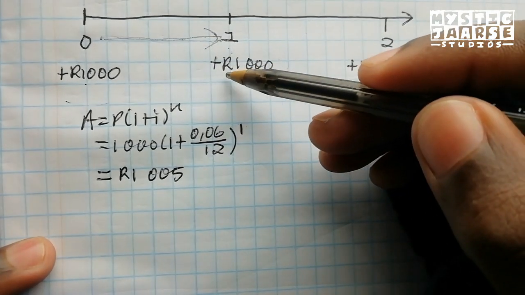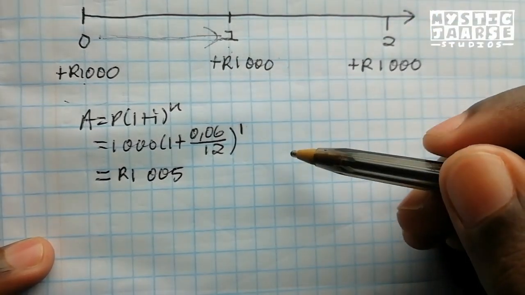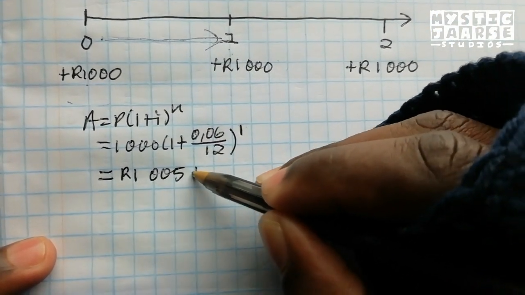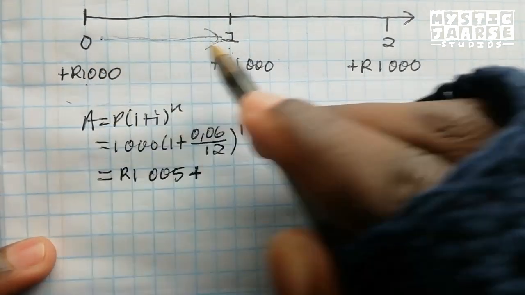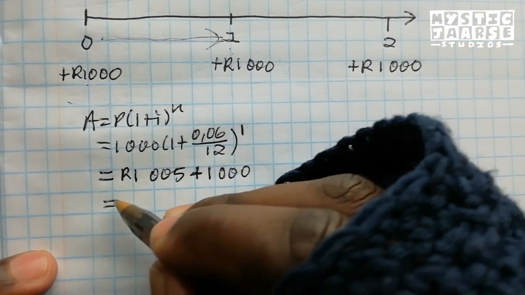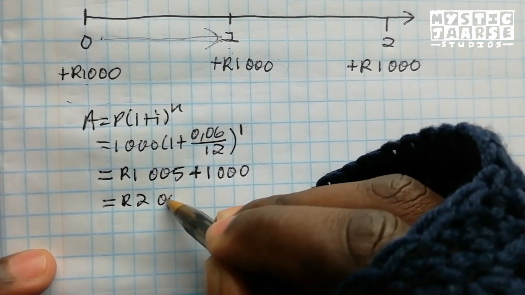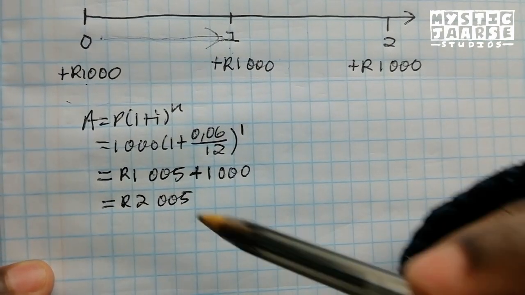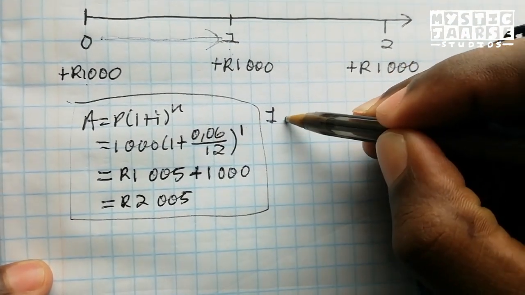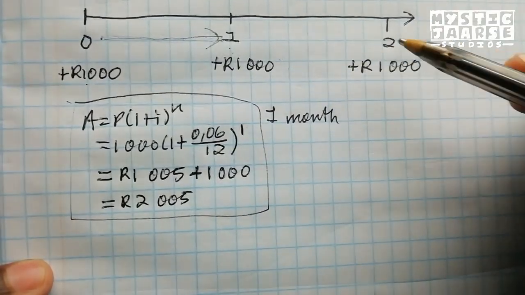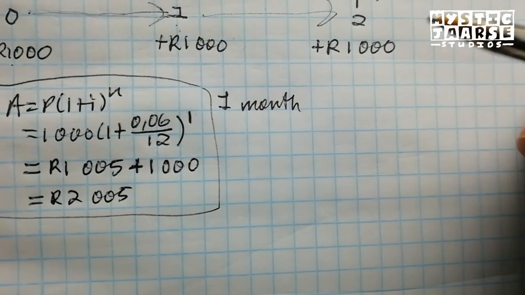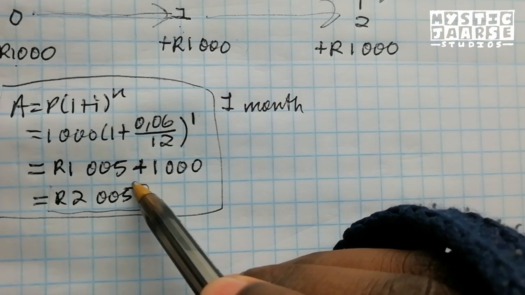But then immediately after 1 month, he deposits 1000 rands into the account. So we add the amount that has accumulated for 1 month with that deposit, and we get 2005 rands. So this is the money that he will be having after 1 month, and we're still left with the second month, so we need to calculate for the second month. And as we do that, this becomes our new principal amount.